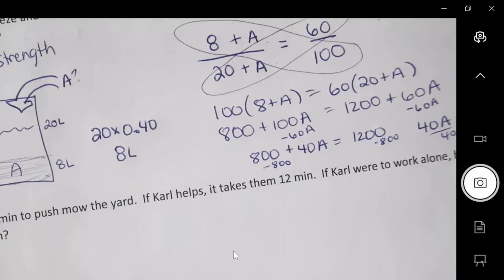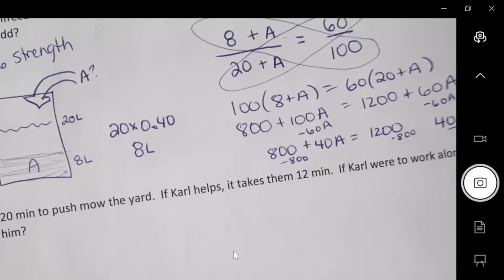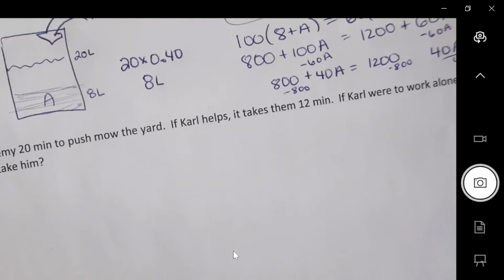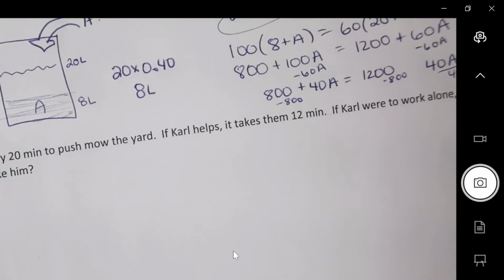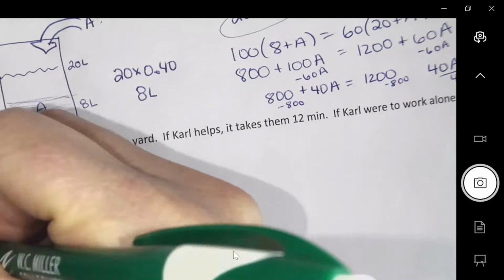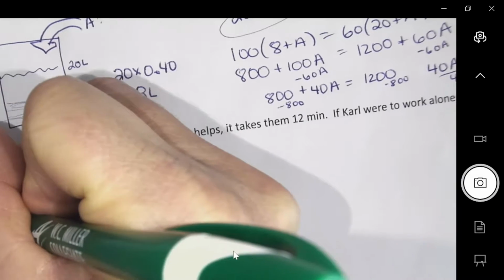Okay, number 2. It takes Jeremy 20 minutes to push mow a yard. And if Carl helps, then it takes them 12 minutes. If Carl works alone, how long will it take him? How long? Probably like an hour or two.